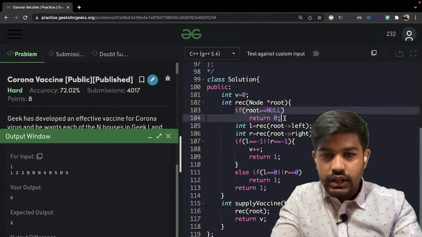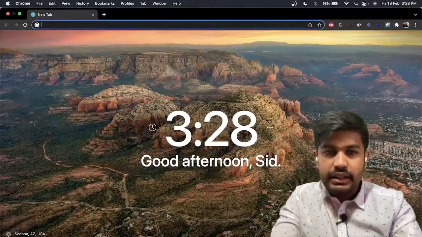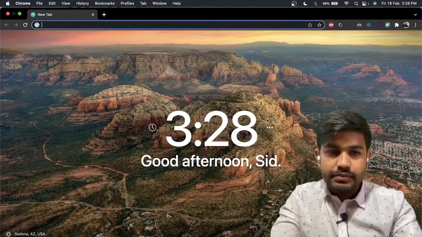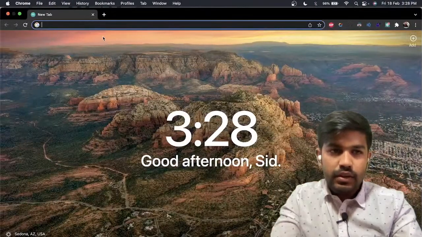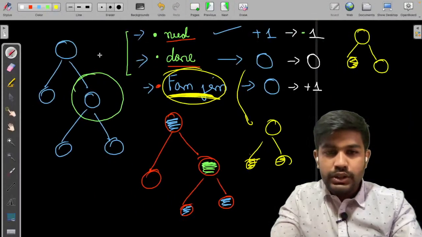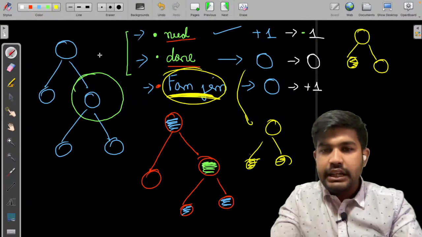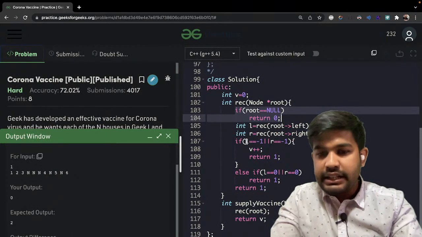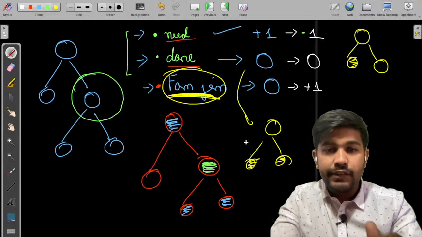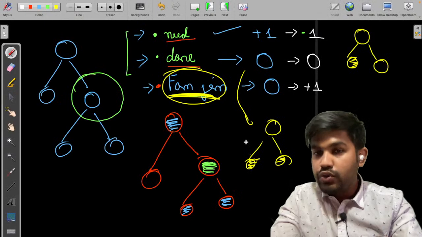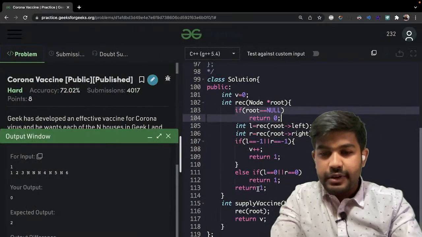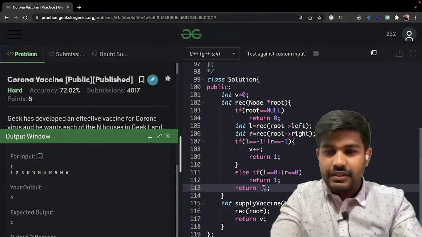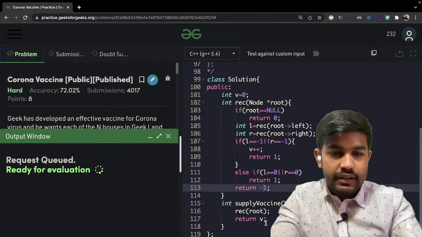If the root is equal to null, then we don't need any vaccine. Okay, so that is done. If the left or the right needs a vaccine, then we would be increasing the counter by 1 and we would be returning 1. That is, yes, I can provide you a vaccine. Or else this would be -1. So let us just compile and run.